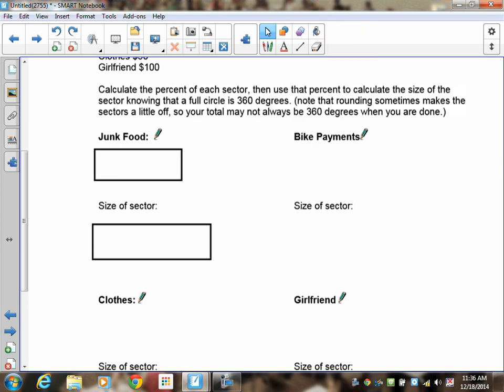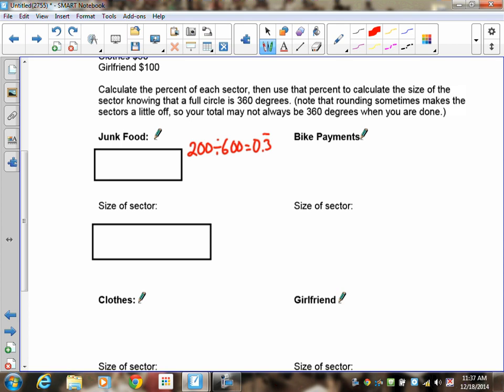All right, so junk food. If you want to find out how he spends on junk food, the first thing we have to do is take the amount of junk food and convert it into a decimal. To do that, I have to have a total. We know that he spends $600 in total, so his junk food is his $200. We're going to divide that by 600, and when I turn this into a decimal, I get 0.3 repeating. Now I have to convert that into a percent, and then take that percent and turn it into a degree.